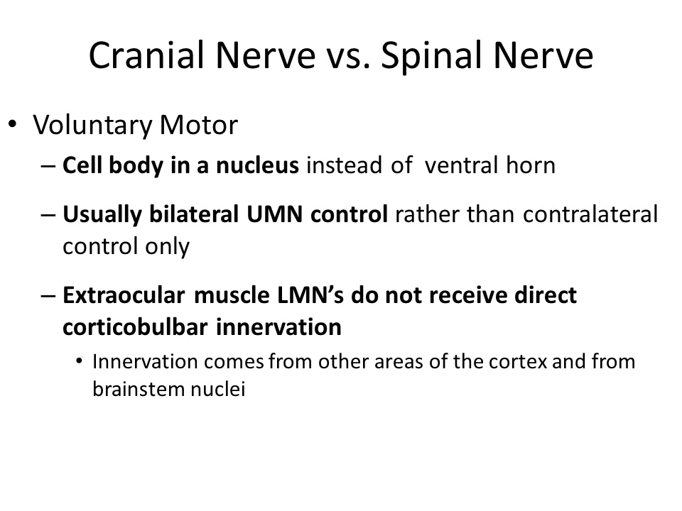Now let me talk about differences between cranial nerves and spinal nerves when it comes to voluntary motor control. The lower motor neuron cell body for a cranial nerve is located in a nucleus instead of in the ventral horn like it is for a spinal nerve. The ventral horn is really a type of nucleus, but it has a special name of ventral horn.